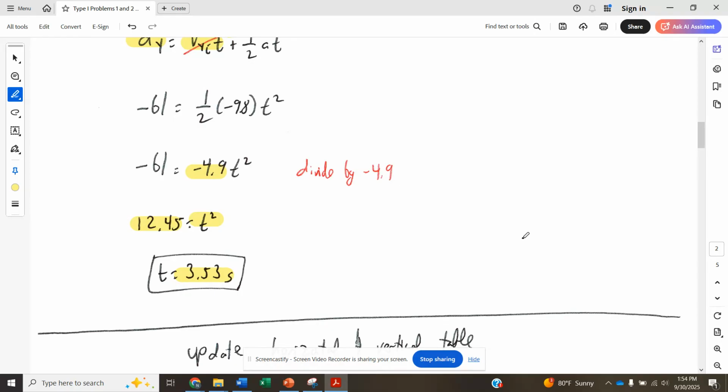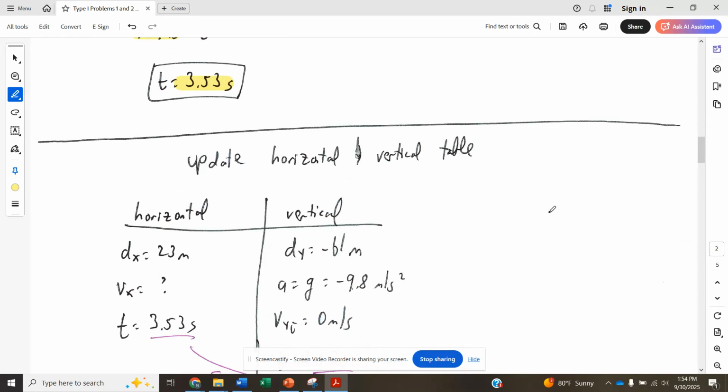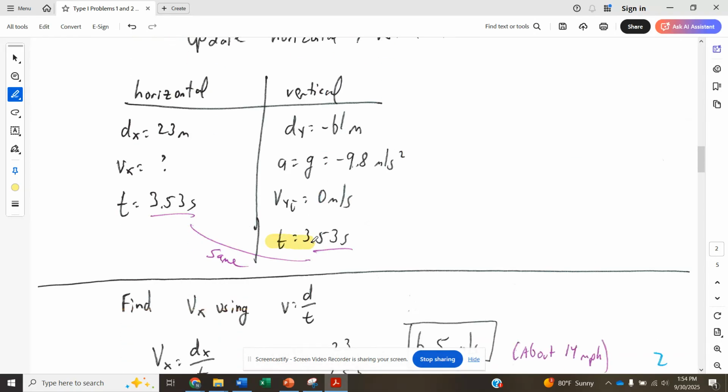From there, you can go back to your horizontal vertical table, fill in that time value on both sides of the table, since we said it would be the same on both the horizontal and the vertical side. Now on the horizontal side of the table, you have a distance and you have a time, so you have enough information to find velocity.